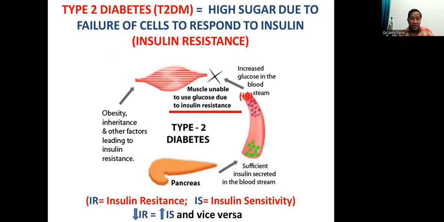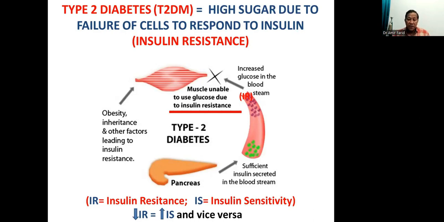Whereas type 2 diabetes is you have high sugar or hyperglycemia due to the failure of the cells to respond to insulin. That is insulin resistant. So in type 2 diabetes, you have sufficient, in fact, even maybe a higher level of insulin, as the body is trying to cope.